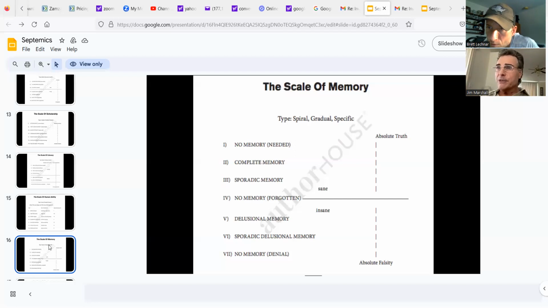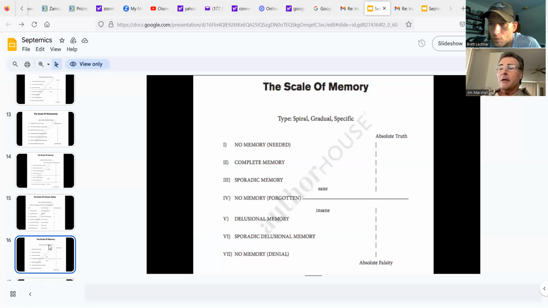Now remember, it's a gradual scale. He may not remember what batting average Gehrig had in that season, but he can remember that he batted in 175 runs and that he was paid $7,000, which are, by the way, facts. I'm not making this up. Then you go above that to no memory needed. And this is a person in a transcendent state. He doesn't need to remember anything.